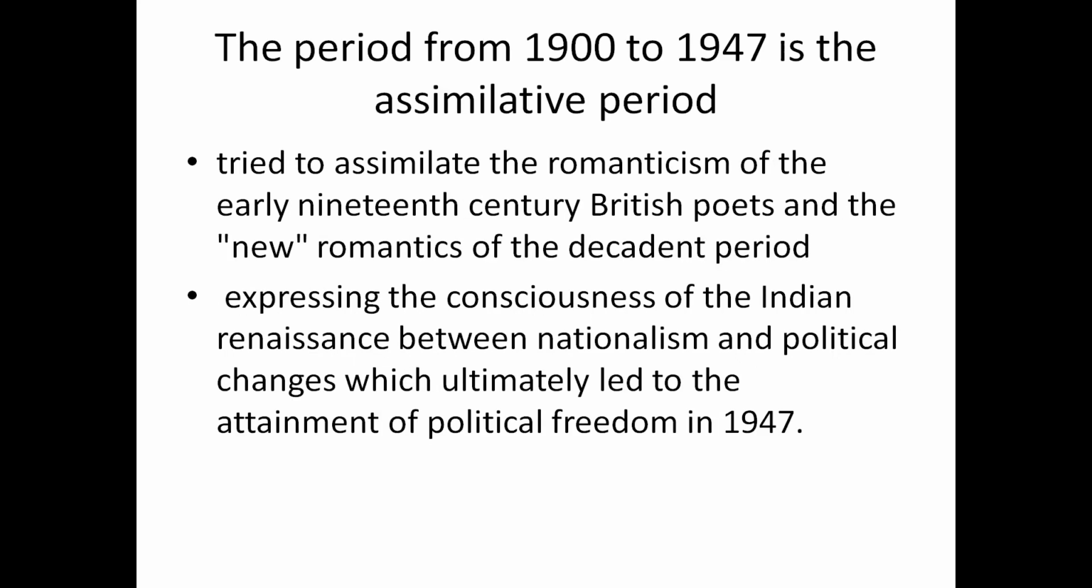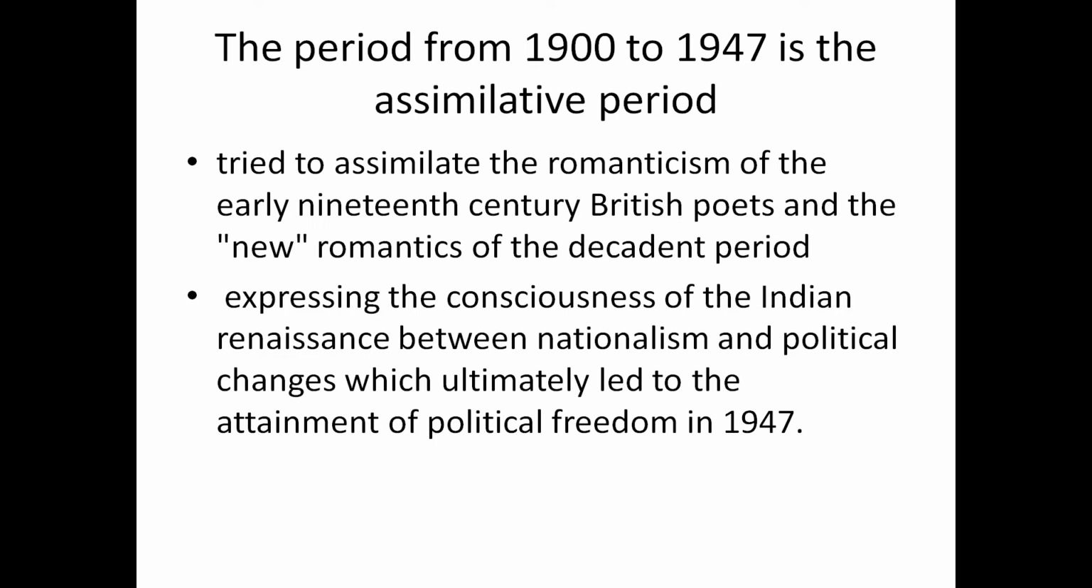The period from 1900 to 1947 was the assimilative period because they were imitating the romantic poetry of English literature, but at the same time they were trying to assimilate many nationalistic elements into their writings. They tried to assimilate the romanticism of early 19th century British poets and the new romantics of the decadent period. At the same time, they were using poetry for expressing a kind of national consciousness that also paved the way for political consciousness, political changes, nationalism, etc. That also paved the way for India's winning of freedom in 1947.